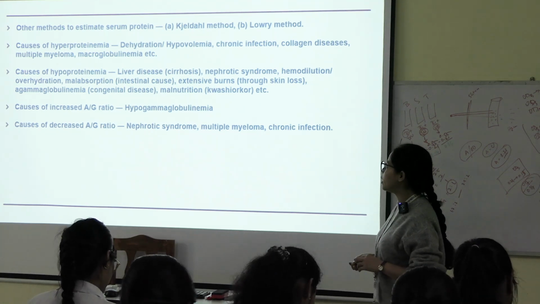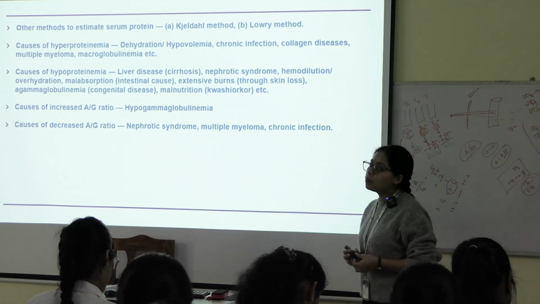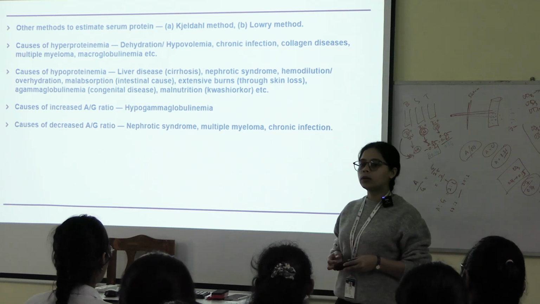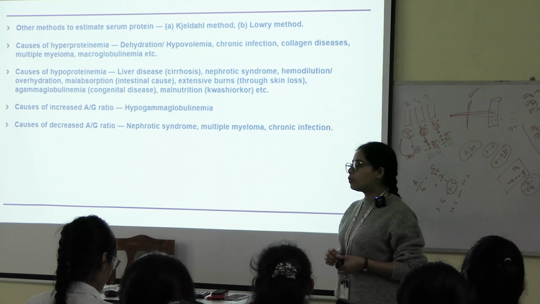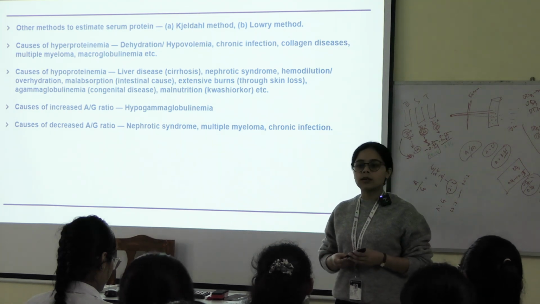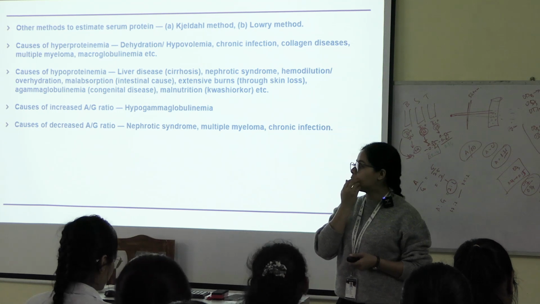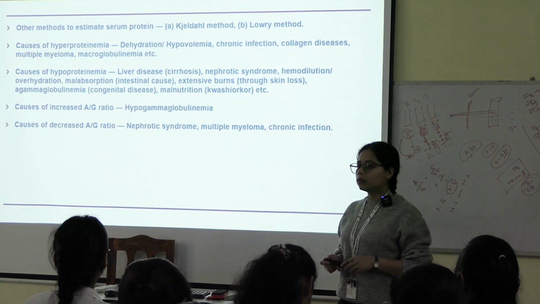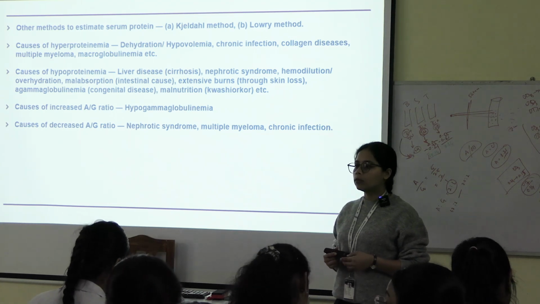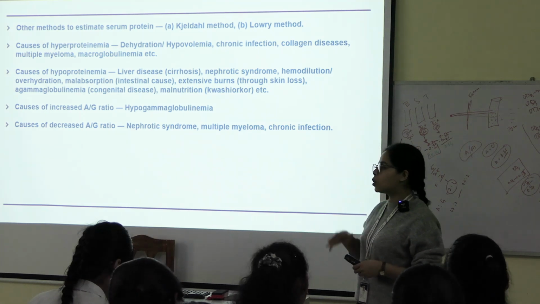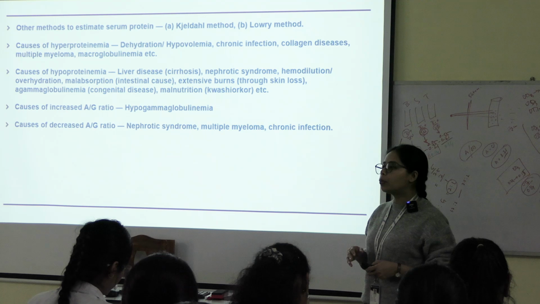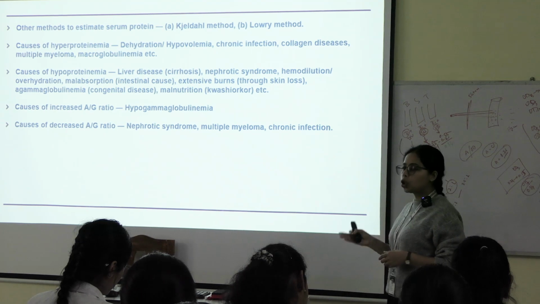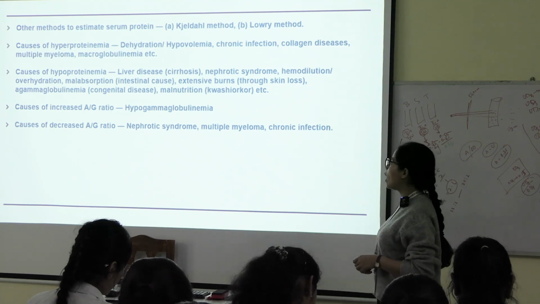Then causes of hypoproteinemia. Liver disease. Why do we get hypoproteinemia in nephrotic syndrome? What happens to the liver in nephrotic syndrome? What happens to the liver? Is it functioning properly? It's not. So what happens to the protein? Yes, the nephrons cannot reabsorb. Nephrons cannot reabsorb the protein back to your body, because of which you are losing the proteins through the urine. That's why in nephrotic syndrome you will have hypoproteinemia.